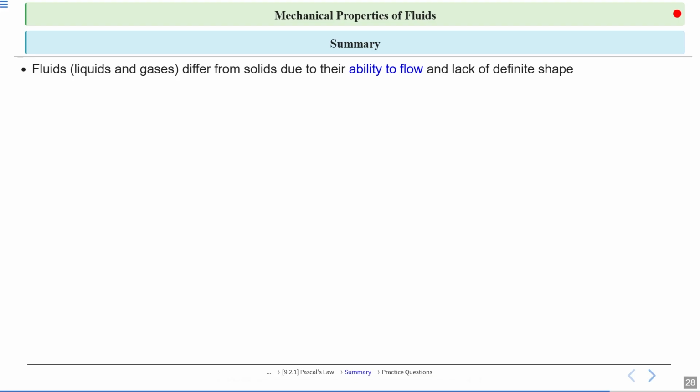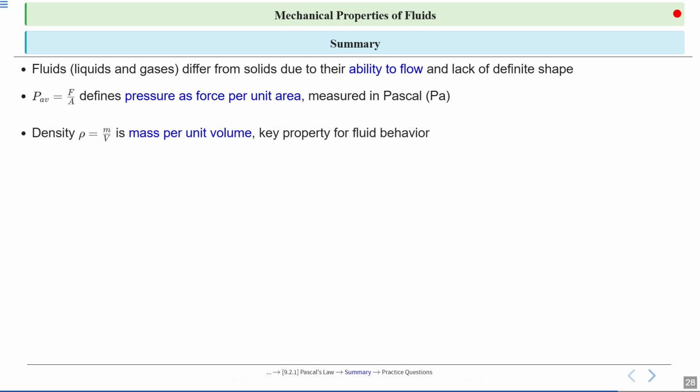Now let's summarize the concepts. So first, fluids differ from solids due to their ability to flow and lack of definite shape. Average pressure is equal to force upon area, which defines pressure as force per unit area measured in Pascal. Density, mass upon volume, is the mass per unit volume, a key property for fluid behavior.